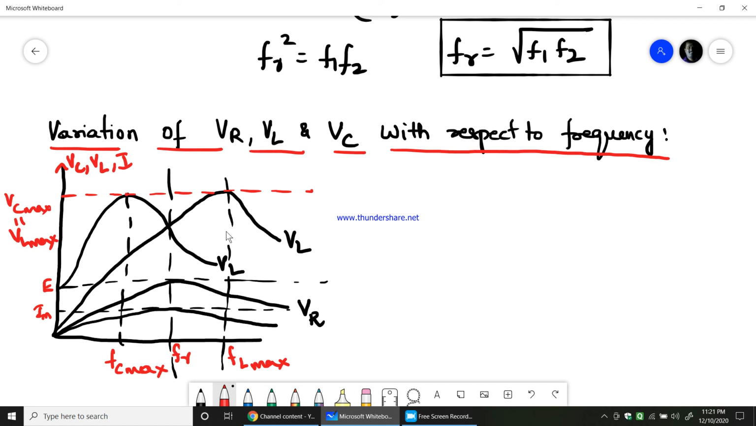Now what we do, we'll try to derive the frequency at which the voltage across the capacitor is maximum. We'll also derive the equation for fL max, where fL max is the frequency at which the voltage across the inductance is maximum. Okay, so we'll see that now. Expression for fC max and fL max.